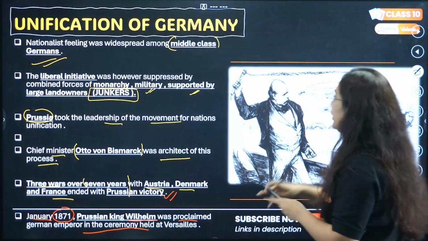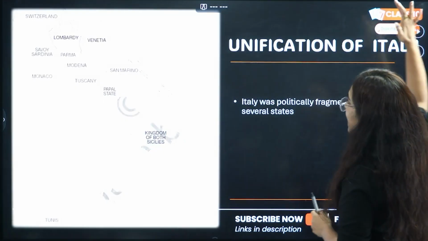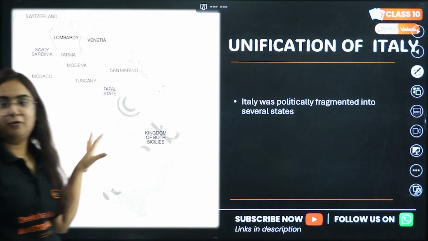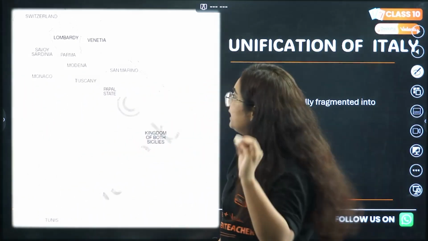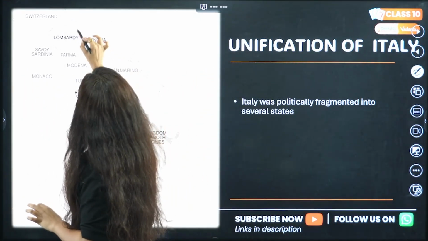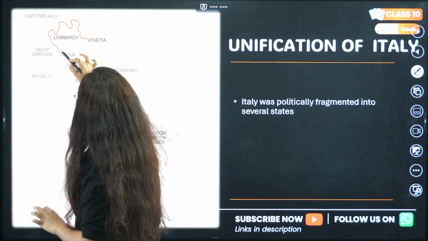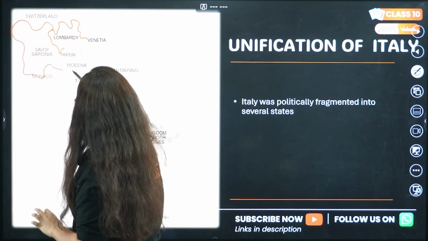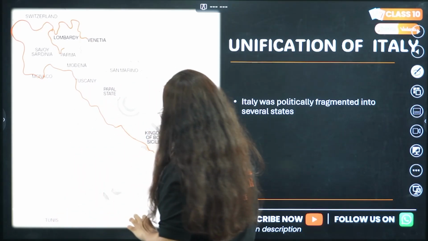The story is not over because similarly we have one more nation, that is Italy, right? This is the map of Italy, okay, which is a little unclear to you. Let me draw that map for you. See, this is Italy. This is Italy as a nation right now.